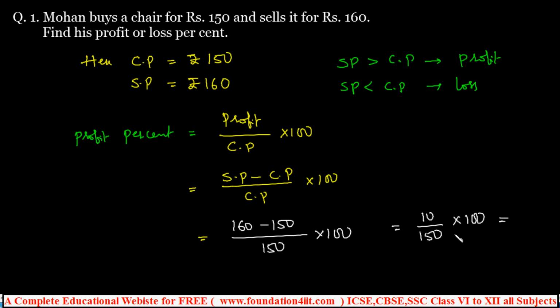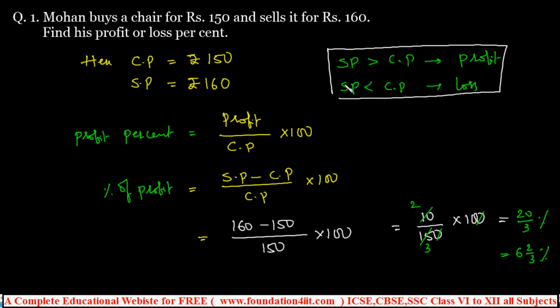Yes, cancel this: 10, 10, so 10, 15, so 0, 0 cancel. And 5 twos are 10, 5 threes are 15, so 2 into 10, 20 by 3. So 20 by 3 percentage, right? In mixed fraction, 6 2 by 3 percentage. Okay, 6 2 by 3 percentage, you got the gain percentage or profit percentage. Or we can call it the percentage of profit. Both are the same. That is 6 2 by 3, right? And the main thing is you need to remember this concept when you get the profit, when you get the loss, right? Let us see some more critical sums.